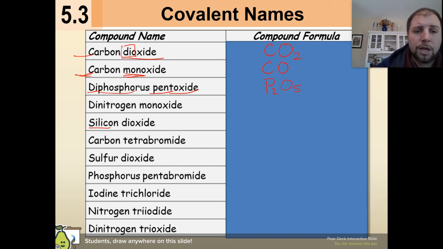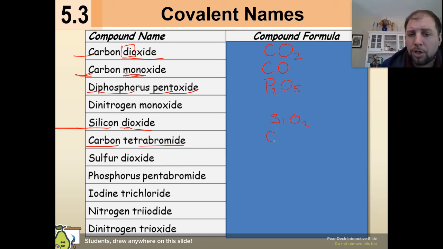Let's do silicon dioxide. So I'm just going to do Si is silicon. Capital S, lowercase i, guys. I'm still checking you, making sure you're writing these things correctly. All right, so SiO. There's nothing in front of silicon here, so it's just 1 silicon. There's a di in front of the oxide here, so it's 2 oxygens. Okay?